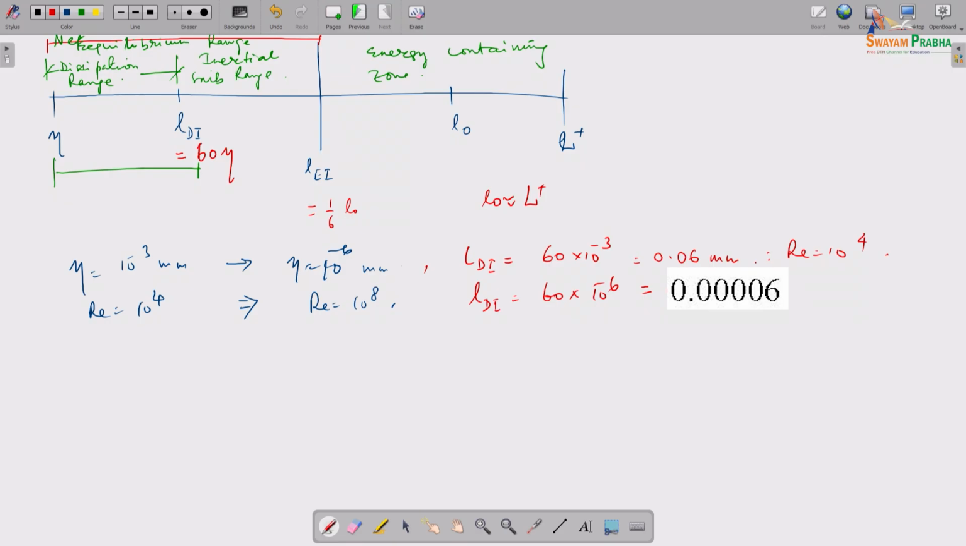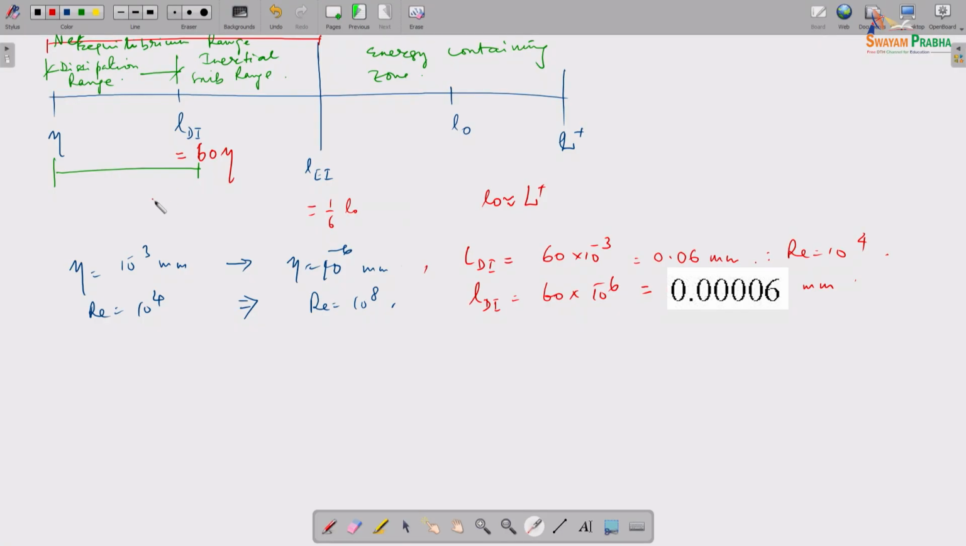So this is the range, in millimeters. As you can see here, L_DI is shifting. So this non-equilibrium range, or where the dissipation range is essentially here, and this L_DI is shifting because of the change in Reynolds number. It is shifting quite a bit, so the range is also affected.